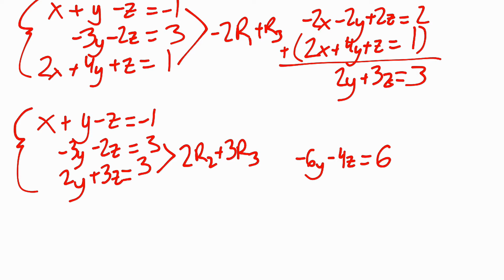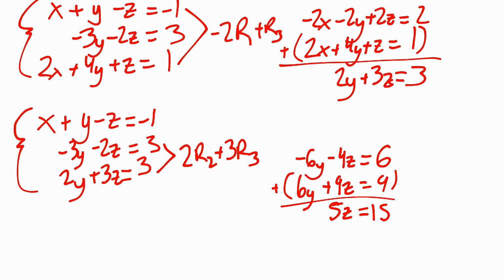On row 3, we're multiplying everything by 3, so 2y times 3 is 6y. 3z times 3 is 9z. And last one, 3 times 3 is 9. Let's add these together. Negative 6y plus 6y cancels out. Negative 4z plus 9z gives us 5z. And 6 plus 9 gives us a grand total of 15.